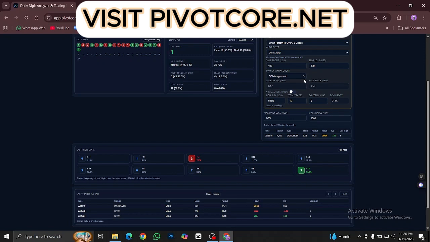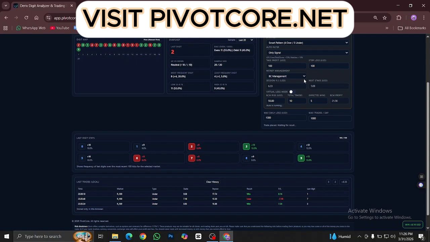On PivotCore, setting this up is incredibly simple. You just select your market, like Volatility 100, choose your trade type, and let the algorithm do the heavy lifting. You'll notice the execution is nearly instant, which is crucial for digit-based trading where every millisecond counts.